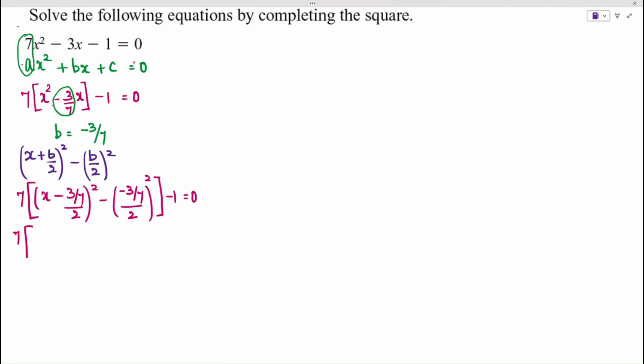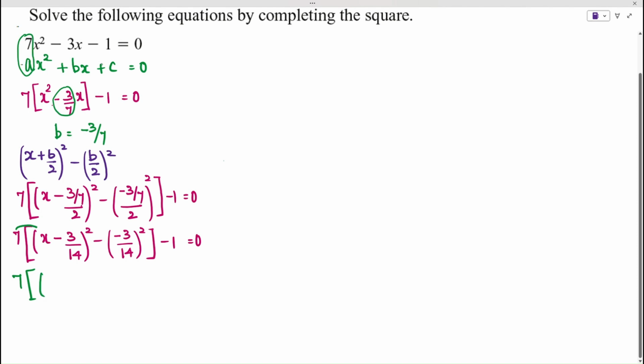And we can simplify our fractions. So we get 7 times (x minus 3 over 14) the whole squared, minus (3 over 14) the whole squared. Close our square brackets. Minus 1 is equal to 0. And we square the second part of our equation. So we get 7 times (x minus 3 over 14) the whole squared, minus 9 over 196, close our square brackets, minus 1 is equal to 0.